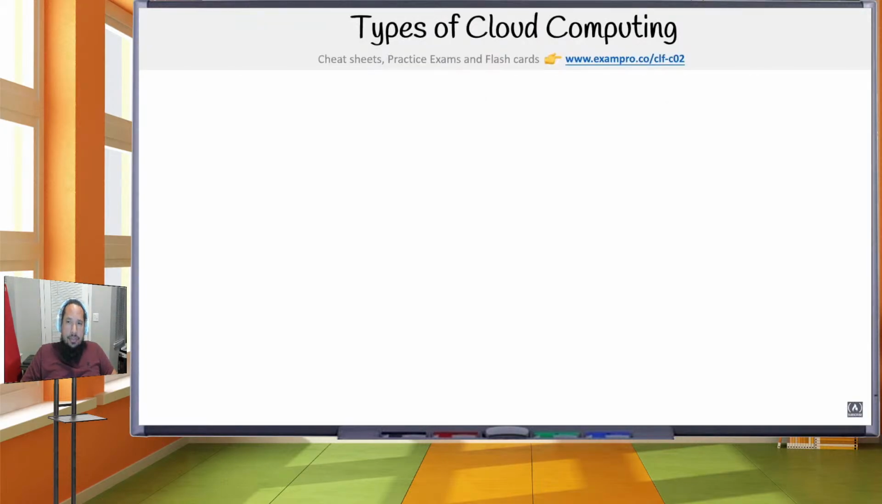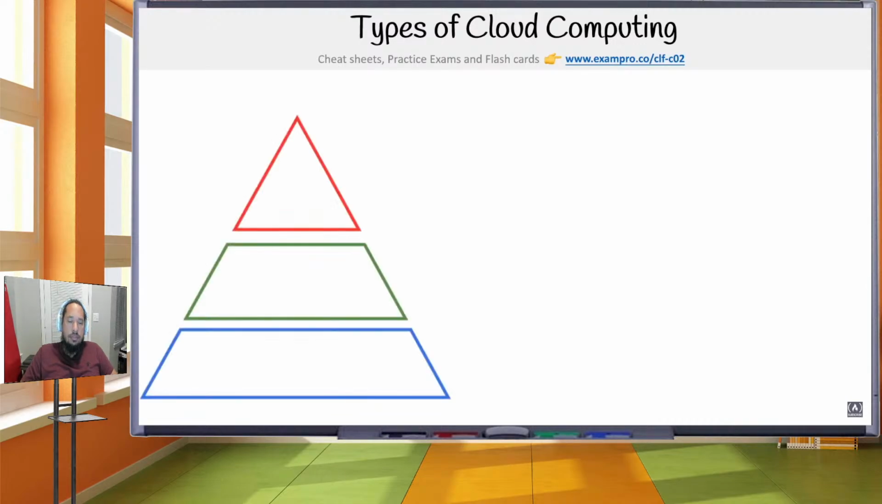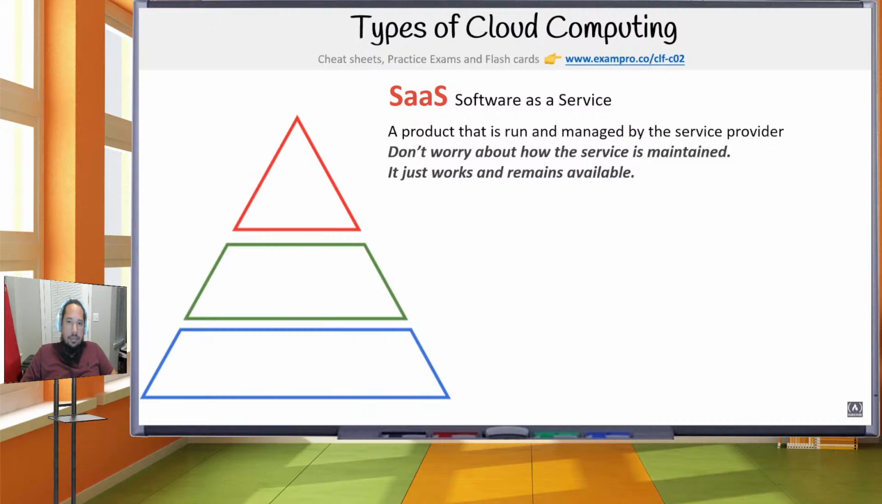Hey, this is Andrew Brown from Exam Pro, and we are taking a look at the types of cloud computing. And the best way to represent this is a stacked pyramid, and we'll start our way at the top with SaaS, also known as software as a service. So this is a product that is run and managed by the cloud service provider. You don't have to worry about how the service is maintained. It just works and remains available.